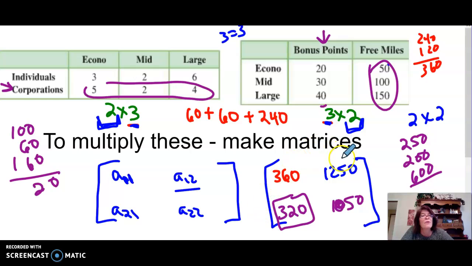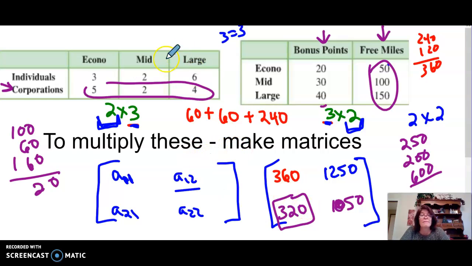Okay, if they say, what does the second row, second column represent? Well, then I'd go, okay, second row was corporations, second column was free miles. I'd say, well, that means there were 1050 total free miles given to corporations. Okay, that's what that means.